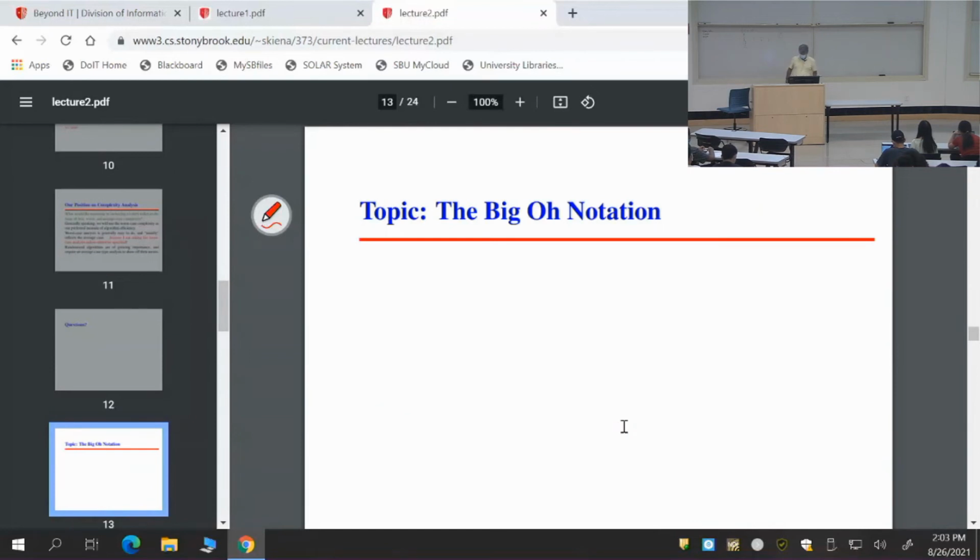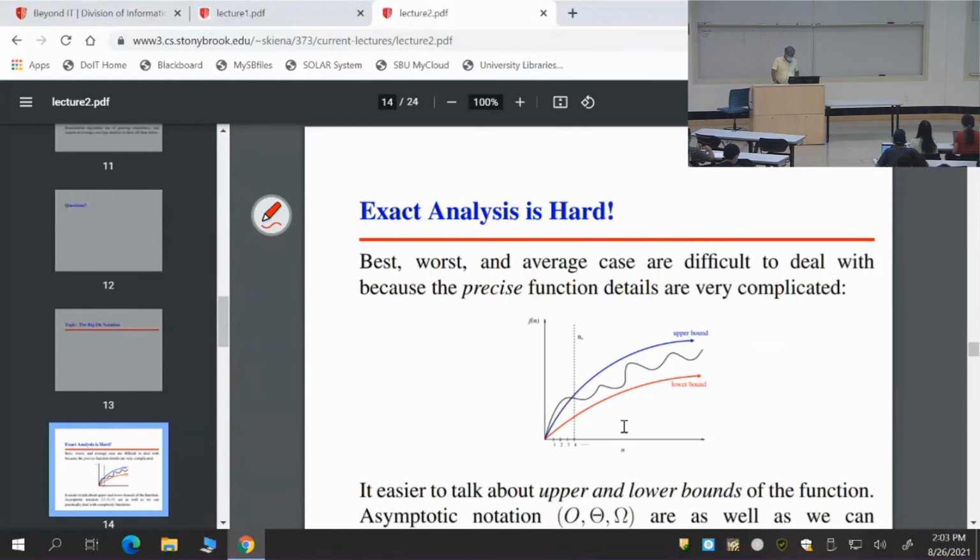That said, the language we're going to use for talking about the worst case running time of algorithms is the big O notation. What was the motivation? Exact running time analysis for any given algorithm, the worst case, is tricky to do exactly right. The function is going to have ups and downs and is weird. What are we going to want? It's going to suffice to come up with a simple upper bound and a simple lower bound as to what the real worst case complexity is.